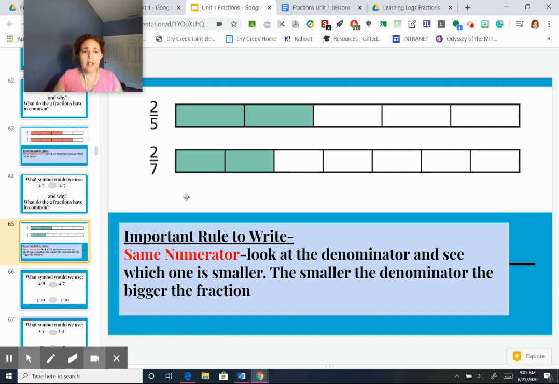You're right. So if we have the same numerator, look at the denominator and see which one is smaller. The smaller the denominator, the bigger the fraction. Why? Because it's broken up into less pieces, right? You have 2 out of 5, it's only broken up into 5 pieces. This one you have 2 out of 7, it's broken up into more pieces. So it's going to be less. So pause the video and write down this rule, okay?